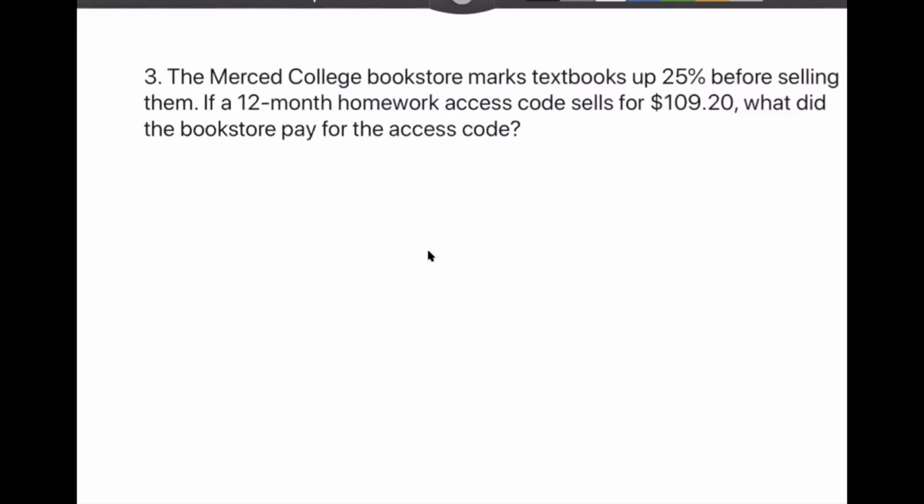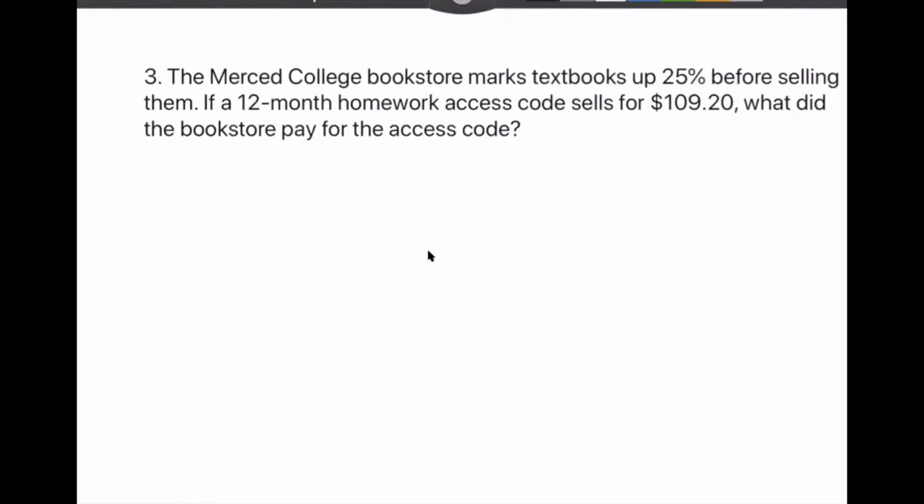Okay. So what a lot of students are going to be tempted to do in this situation is to find 25% of 109.20 and then subtract that in order to find the original cost. Unfortunately, it turns out that is not the correct way to do it. In some problems, that might get you kind of close to the answer, but it's not going to get you the correct answer, okay?